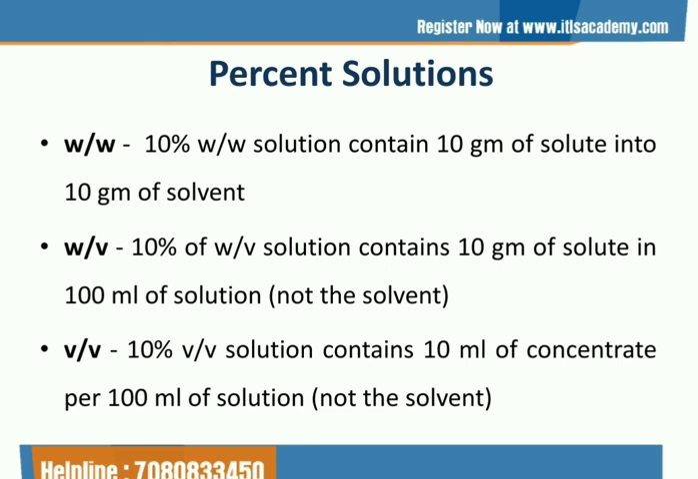Next is weight by volume percent solution. A 10% weight by volume solution contains 10 grams of solute in 100 ml of solution, not the solvent. Volume by volume: a 10% volume by volume solution contains 10 ml of solute per 100 ml of solution, not the solvent.